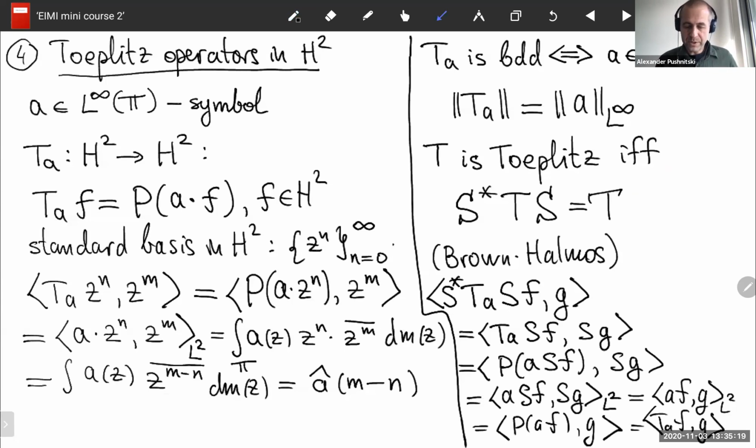So in one direction, this is kind of easy. This is this simple calculation. In the other direction, it's less easy, but not so difficult either. The important thing is just to observe this, to notice this, and you can prove it. It's not so difficult.